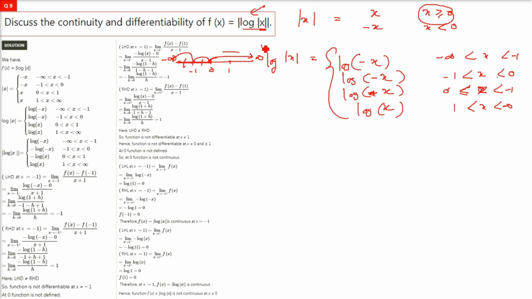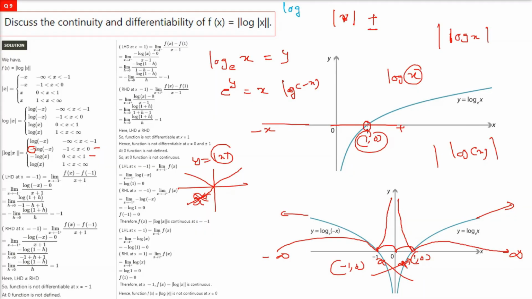But when you put a modulus, log of modulus x, it will behave like modulus x only. I told you whenever you put a modulus, there will be no negative y value. It has to be positive. So in order to make it positive, you have to multiply it by a negative. Here also, this graph is going below. But when you put a modulus, to take it in the positive y-axis direction, you have to multiply it with a negative.